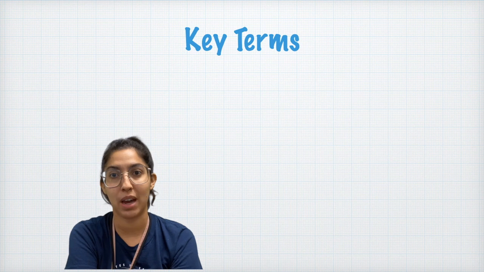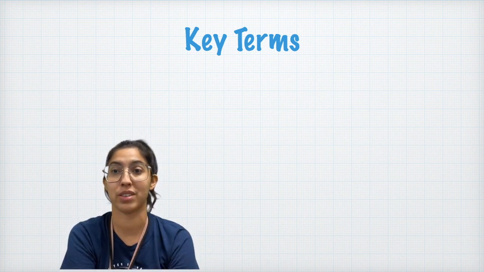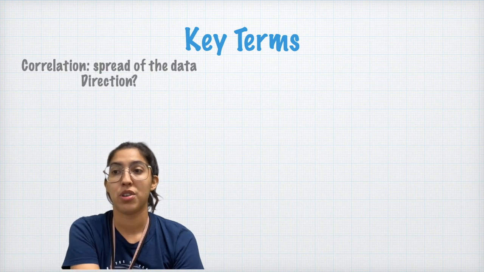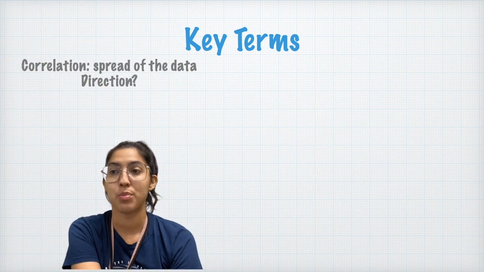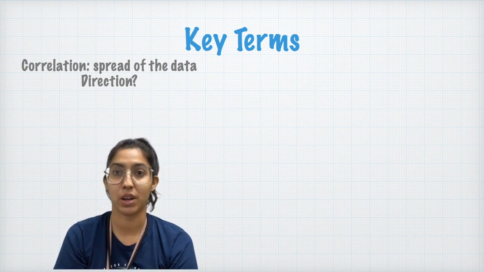So linear regression, we have some key terms. You need to write these down, and you also need to draw the graphs. So first thing we have is correlation. It is the spread of data. There are different types of directions. It is also the comparison of two variables.